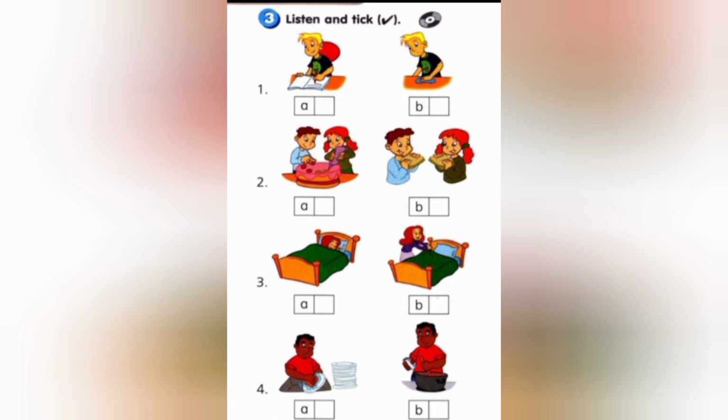3. Where's Mum? She's in the bedroom. Is she sleeping? No, she isn't. She's making the bed. 4. Is Dad in the kitchen? Yes, he is. What's he doing? He's doing the washing up.